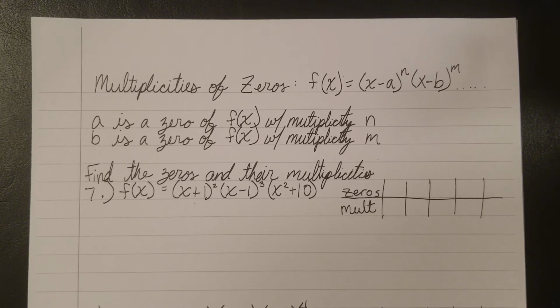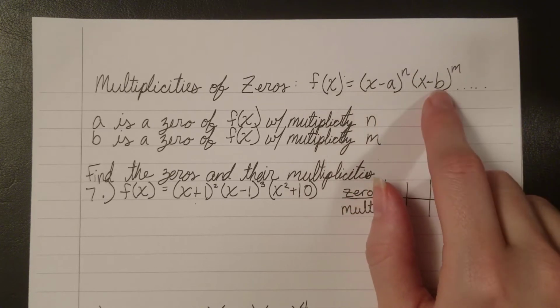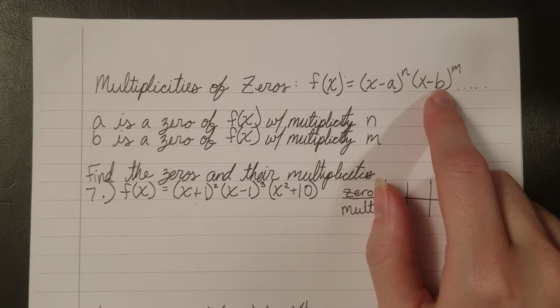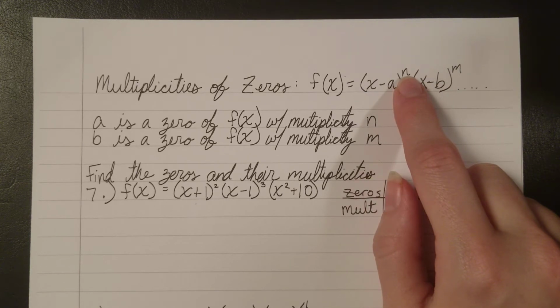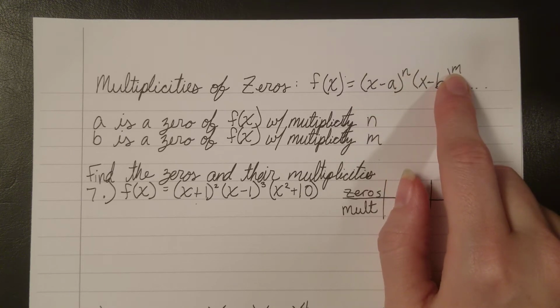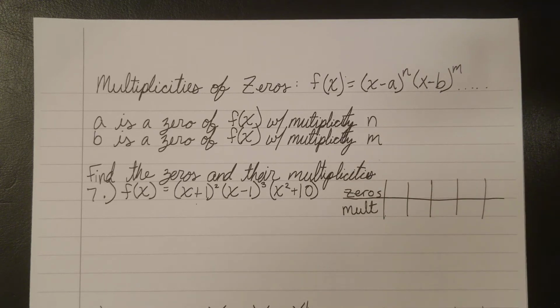All right, so here's an example of a factored polynomial. So A and B are zeros of the polynomial. So n would be the multiplicity of A, and m is the multiplicity of B. All right, so just looking at some examples here.